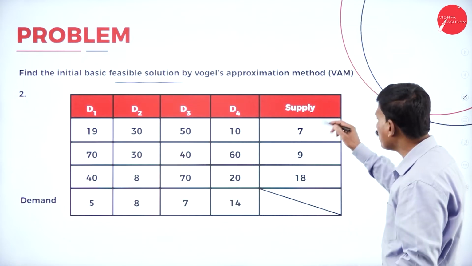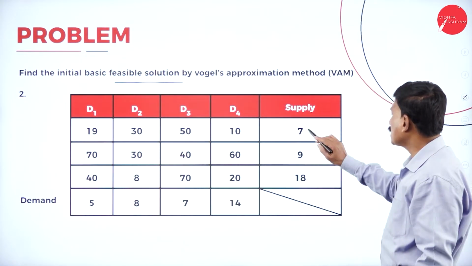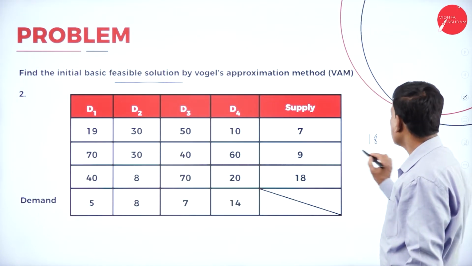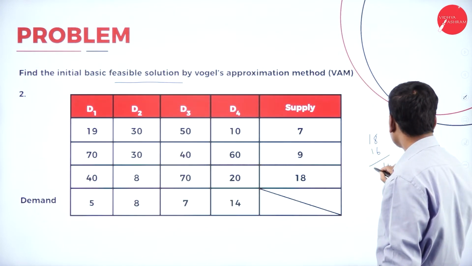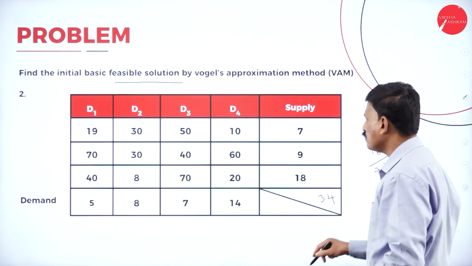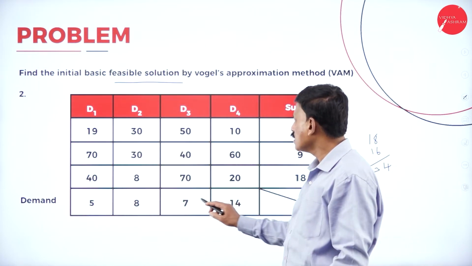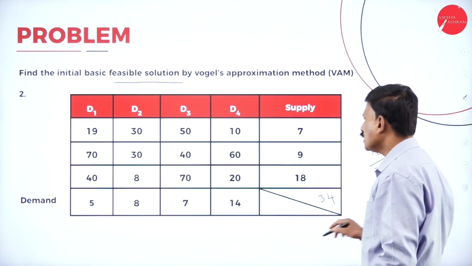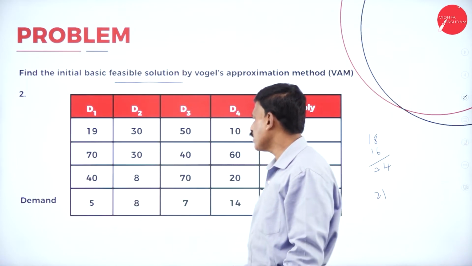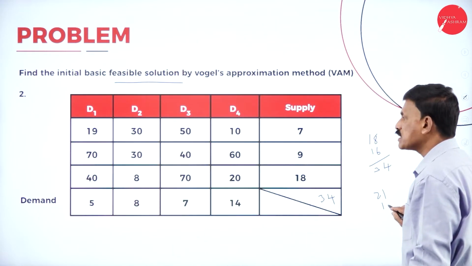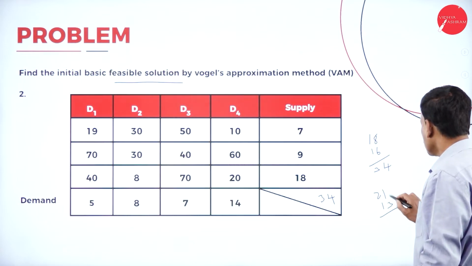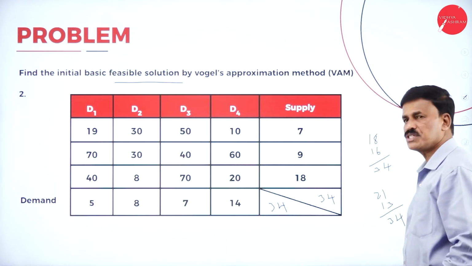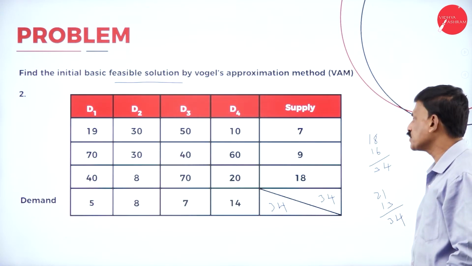So what is the supply? The total supply is 7 plus 9 plus 18. So this is 18 plus 16. So that's equal to 34. Similarly, here this is 14 plus 7, which is equal to 21. Again 8 plus 5 is equal to 13. So this is also equal to 34. So 34 is equal to 34 means it is a balanced transportation problem.